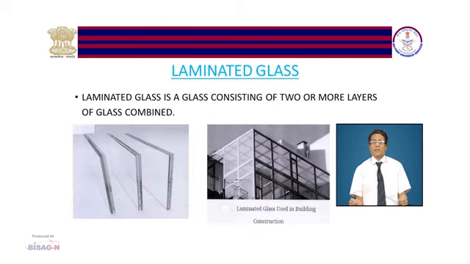Next one is laminated glass. Laminated glass is sandwiched glass consisting of 2 or more layers of glass combined using a transparent and flexible material. Laminated glass is soundproof basically. It is usually thicker and heavier as compared to the other types of glass. Laminated glass is widely used for making aquariums and in the construction of bridges.